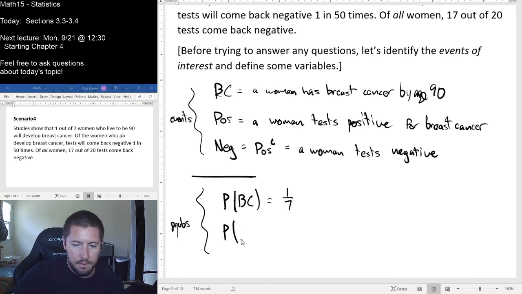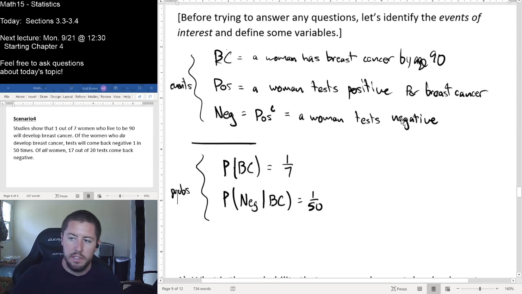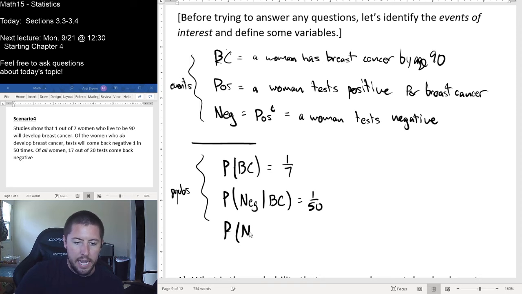Probability of negative, given that you do have breast cancer, is a 1 in 50 event, 1 in 50 probability. And finally, of all women, 17 out of 20 tests come back negative. So the probability of just negative with no known information is just 17 out of 20.